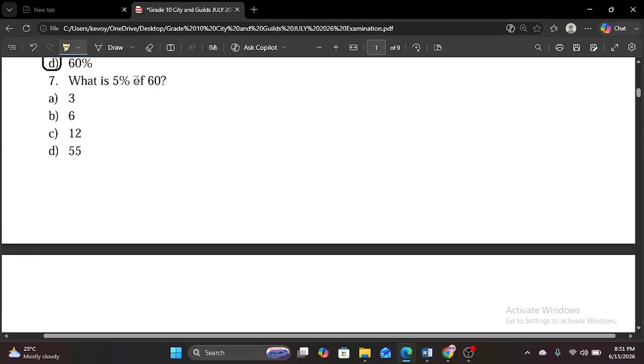Now I tell my students, anytime you see the word "of" in maths, it means that we're going to multiply. So what I'm going to do, I'm going to put the multiplication sign right here. So we're going to multiply 5% times 60. So let's write that out here. So I'm going to write 60. And we're going to multiply that by 5%, which is 5 over 100.